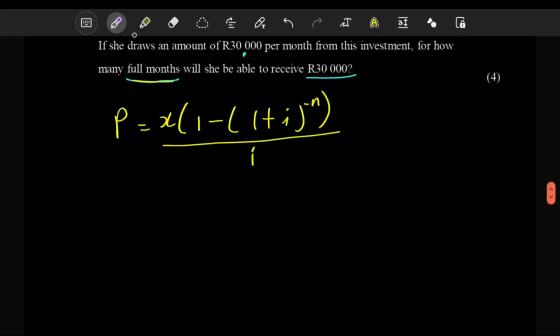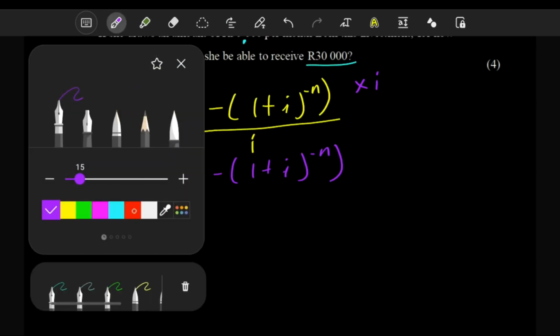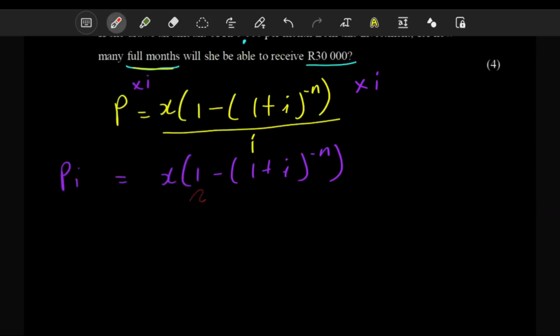So isolating n, you just have to multiply by I on both sides. Multiply by I on the left, multiply by I on the right. You're going to have pi is equal to x times 1 minus 1 plus I to the power of negative n. Because we're trying to make n the subject, you divide by x on both sides, so you have pi over x equals 1 minus 1 plus I to the power of negative n.